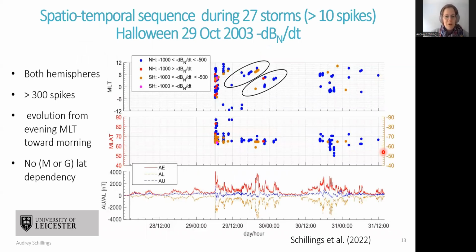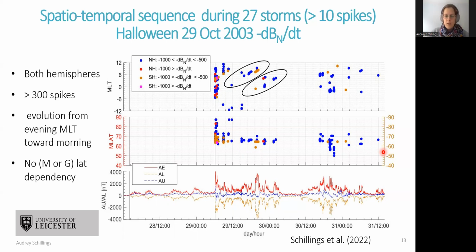From this paper, from the statistics, we also found the spatio-temporal sequence. It means that out of our 307 storms, we took out all the storms that had more than 10 spikes. And here it's a very nice example, and also a very extreme example, the Halloween storm in 2003.